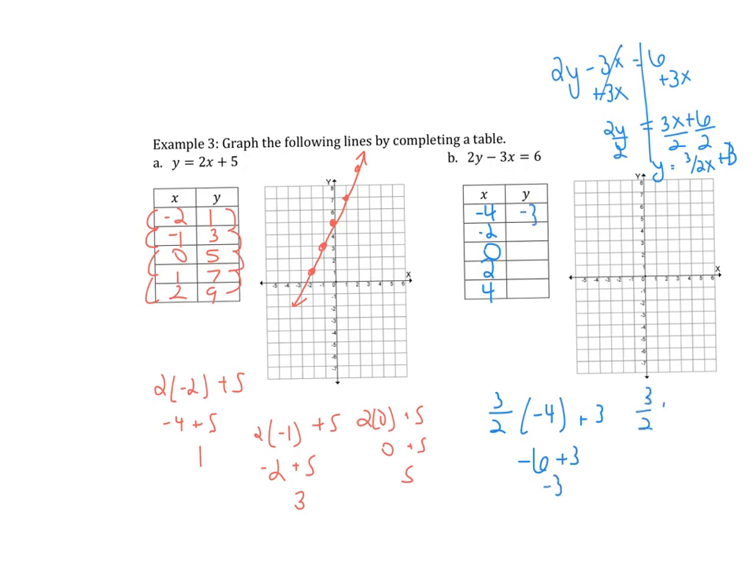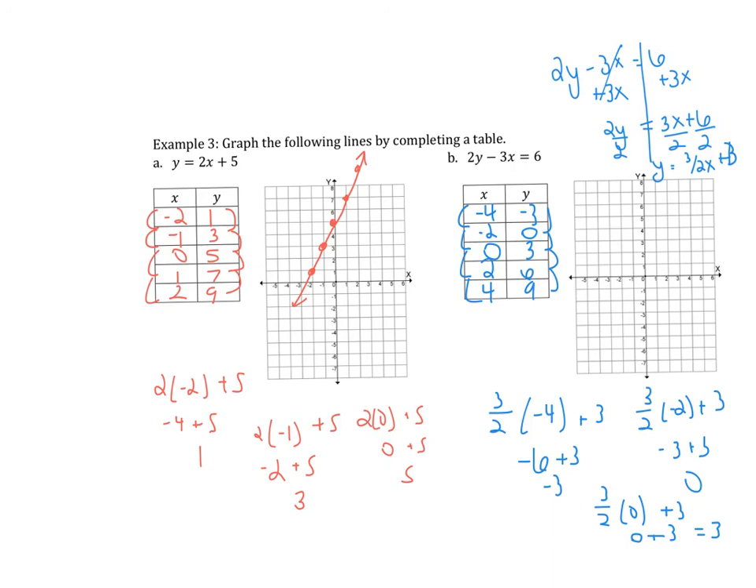3 halves times negative 2 is negative 3. Plus 3 is 0. And 3 halves times 0 plus 3. So we have 0 plus 3 equals 3. These are going up by 2's on the x side. We have plus 3, plus 3, plus 3, plus 3. And then we're ready to plot our points.